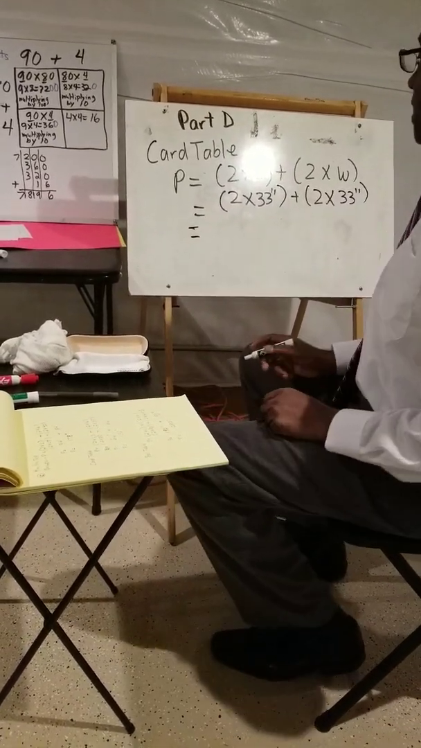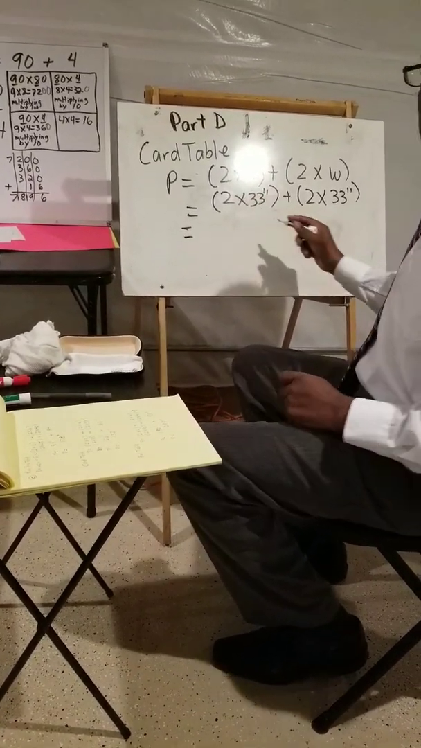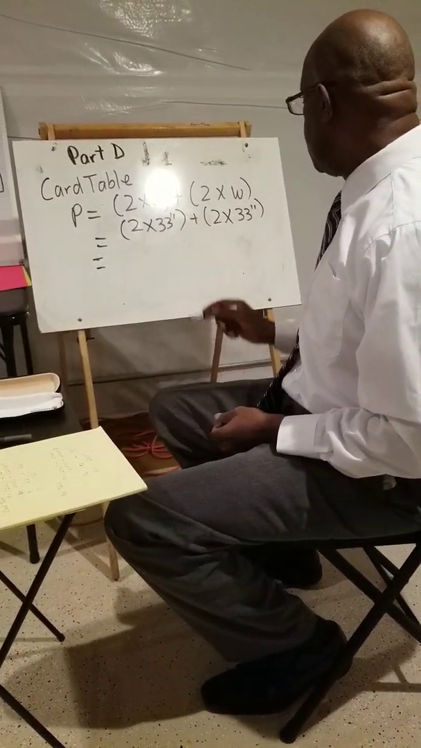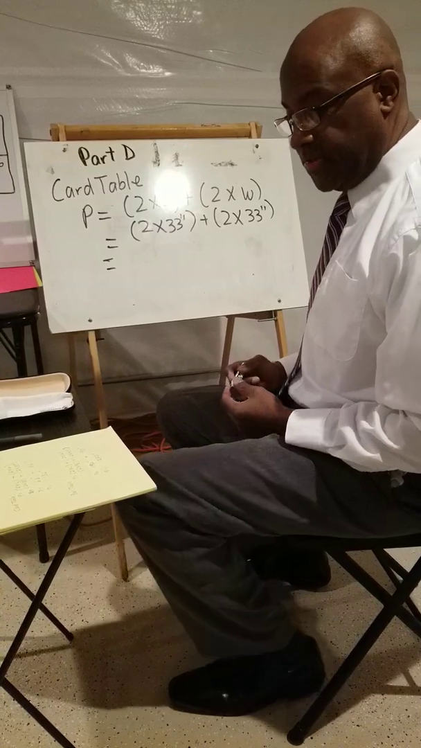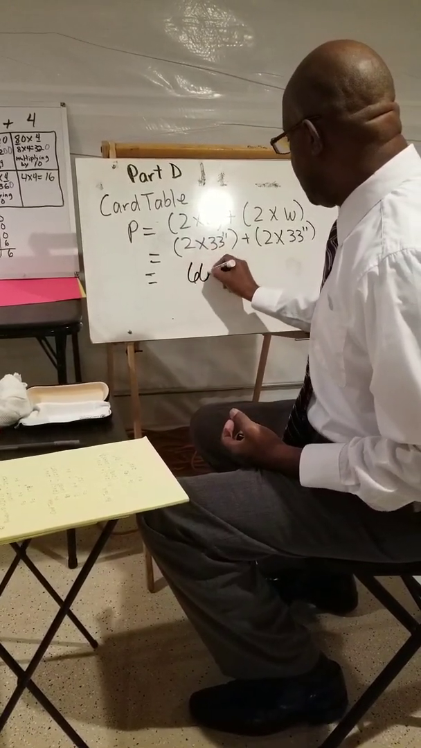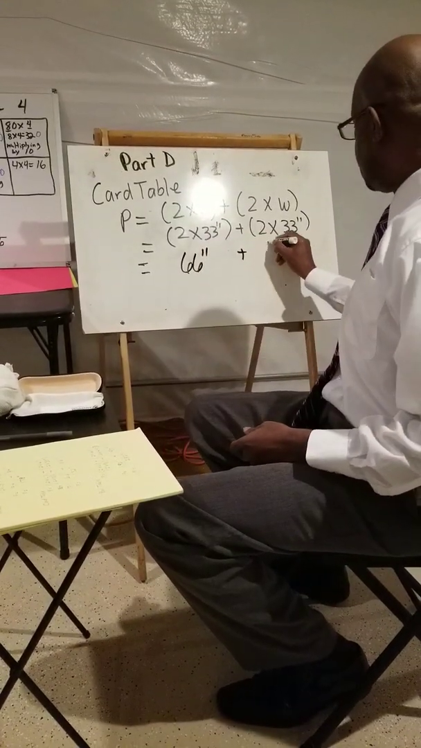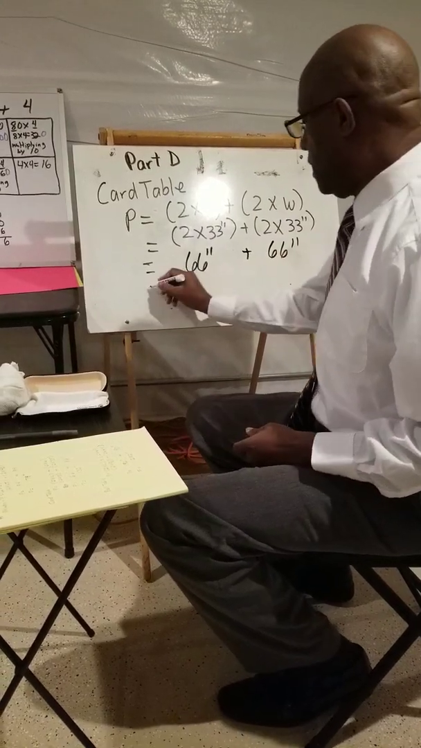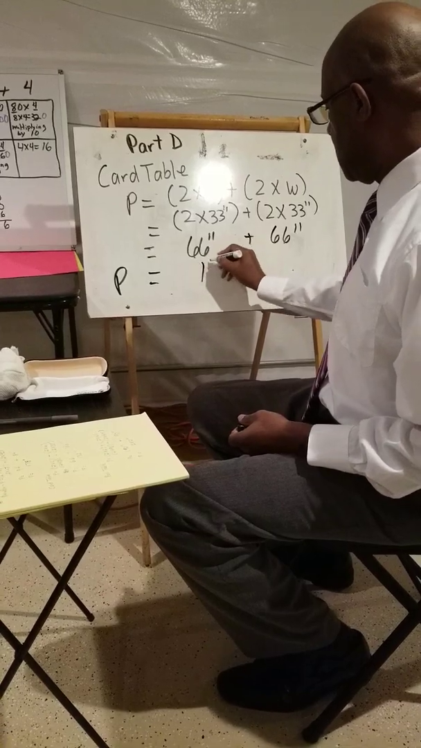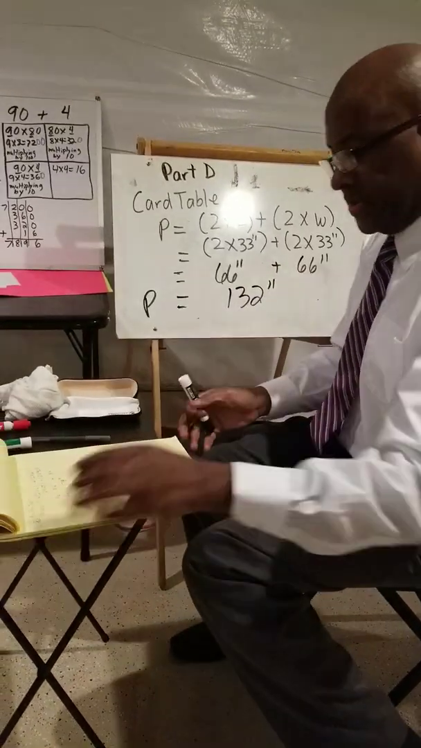So now when we plug those numbers into the formula, we have 2 times the length, which is 2 times 33 inches. And when you plug in for the width in the formula, 2 times W, once again, we have 2 times 33 inches. 2 times 33 inches is 66 inches. 2 times 33 inches again is 66 inches. So the perimeter for the card table is a total of 132 inches.